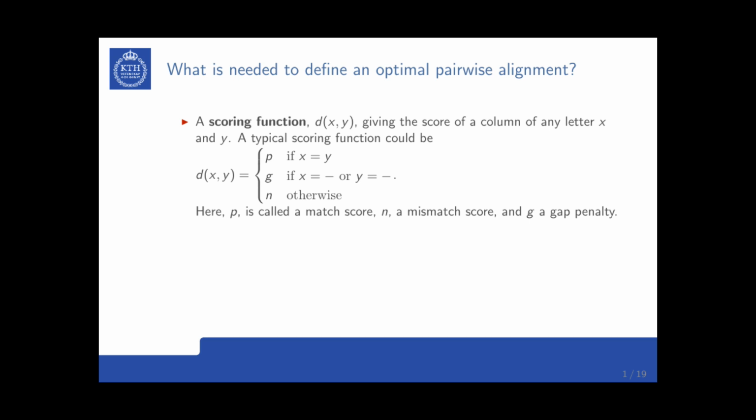There are many different types of scoring functions. For the sake of the lecture, we'll define one that takes a score P if X and Y are the same letter. If any of the letters are a gap, then it will take a gap penalty instead. And if it's not the same letter and not a gap, then it will take a mismatch score M.